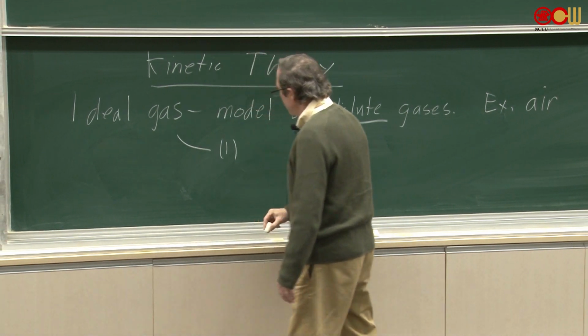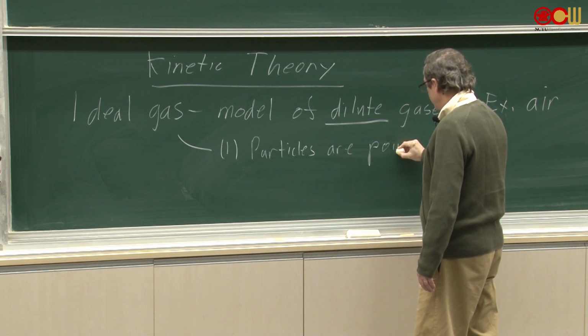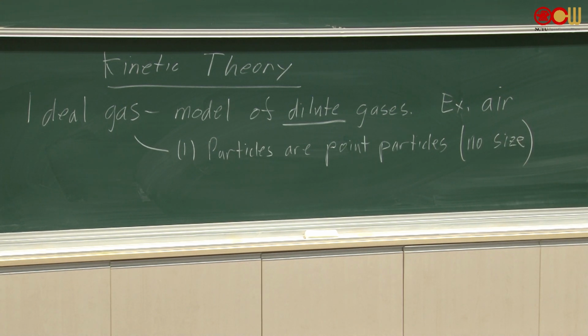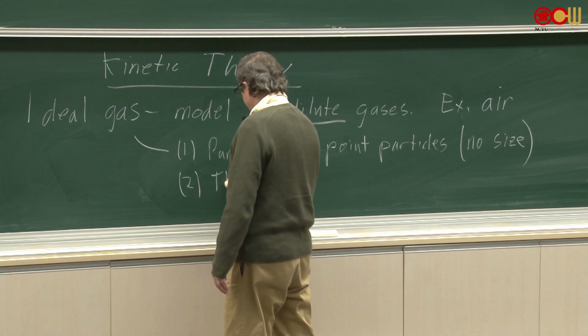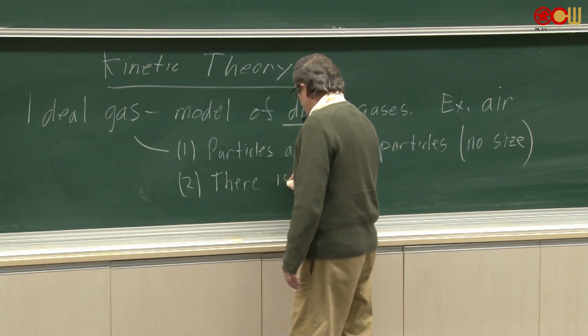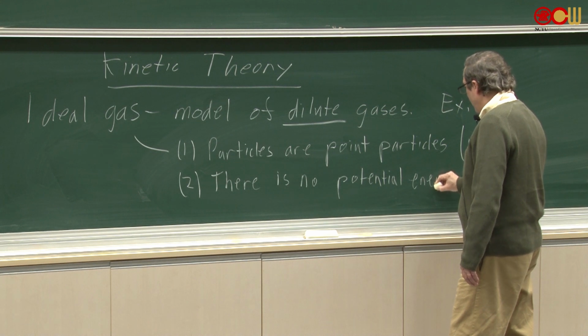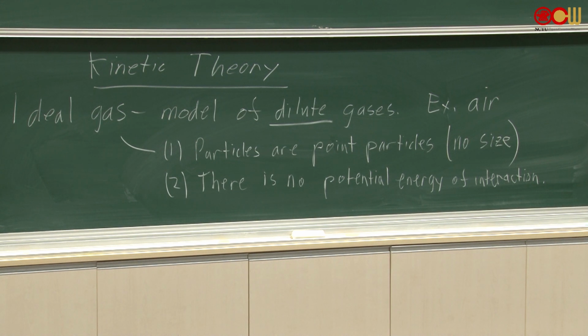One, particles are point particles. They have no size. All right, so that's one key idea. The second idea is there is no potential energy of interaction. So there's no potential energy in the system. That's not strictly correct, but to a very good approximation, it's very accurate.